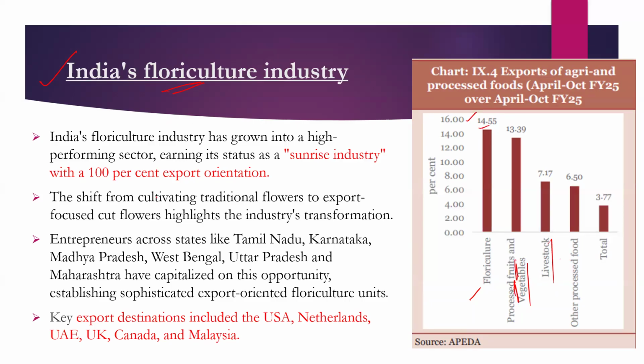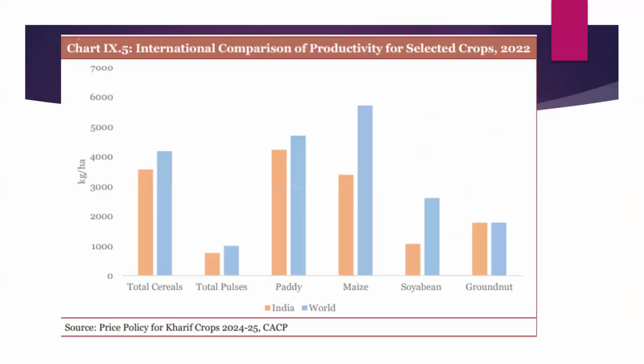When we talk about floriculture, certain export destinations are there: USA, Netherlands, UAE, UK, Canada, and Malaysia. Now, when we make the international comparison of productivity of selected crops, what you should note from this graph is that for all the crops, let's say cereals, pulses, paddy, maize, India's agriculture productivity is lower than that of the world, except for groundnut.